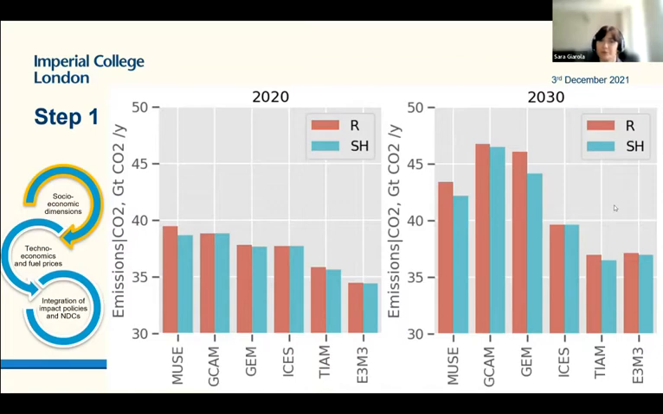Moving from the reference to the SH, the socioeconomic harmonization path, we see that the deviation varies across models, and primarily depends on how different the original assumptions of each model were. So MUSE and GEMINI, for example, have a larger gap compared to other models. One thing that is important to consider here is that the energy service elasticity to the socioeconomic drivers was not harmonized across the models. So that is still a level of uncertainty, a level of variation that we kept.